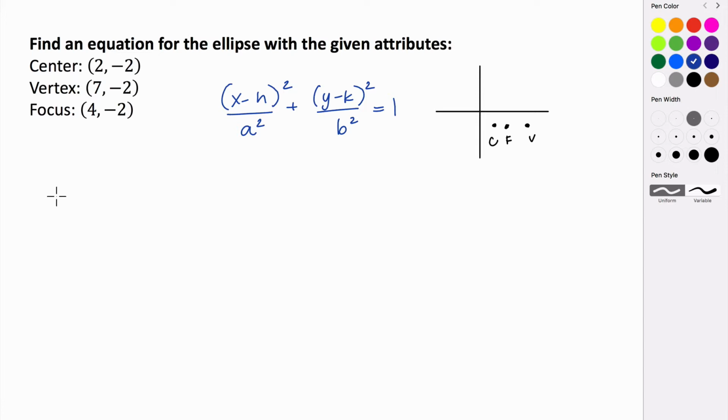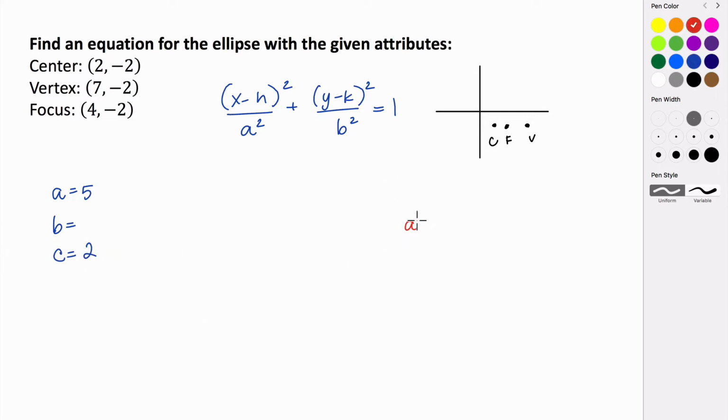So we know that a, the distance from the center to our vertex, is 5 units. So we moved 5 units horizontally from 2 to 7. So a is 5. We're not given any information about our minor axis distance, so we don't know anything about b. So we'll have to find that. But the value of c, the distance from the center to the focus, is 2 units. So we moved 2 units to the right. So now let's find the value of b.